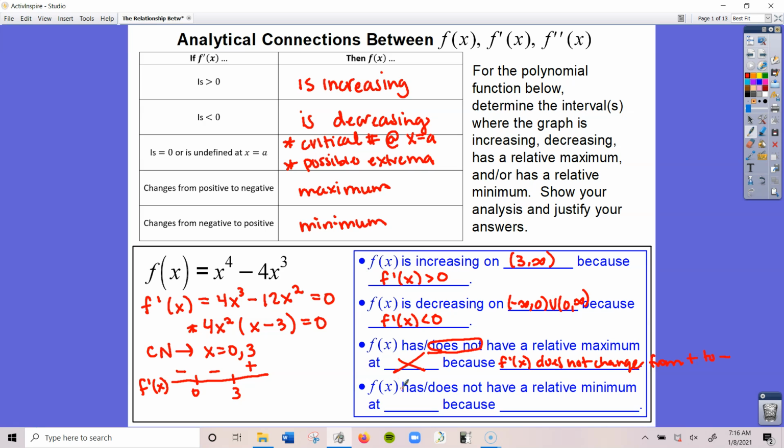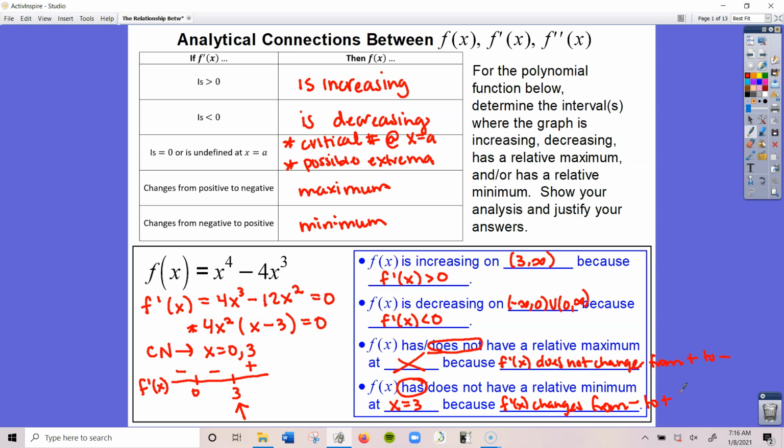And finally, f of x has or does not have a relative minimum. A minimum occurs when it changes from negative to positive, which is right here at x is equal to 3. So it does have a relative minimum at x is equal to 3, and we would say because f prime of x changes from negative to positive.